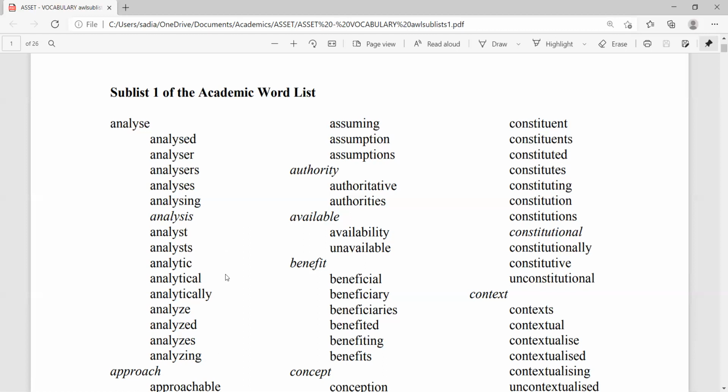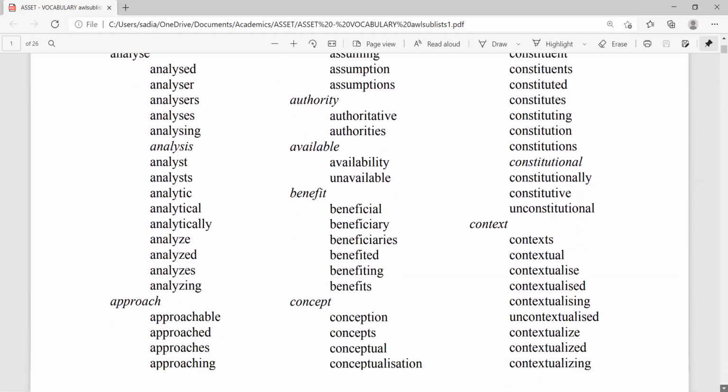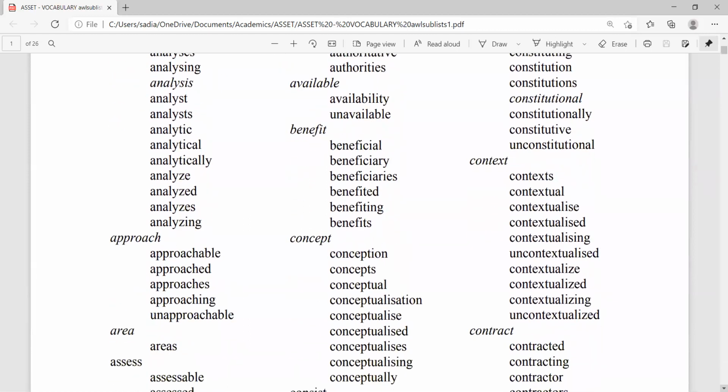It will help you with your ASSET as well as your competency examinations, whether these words are to be used by you as a noun, as a verb, as an adjective, or as an adverb. And it will help you with spelling and vocabulary MCQ questions on ASSET. Now let me scroll down so that you can see the next word, approach, approachable.